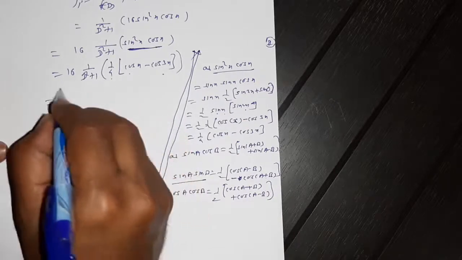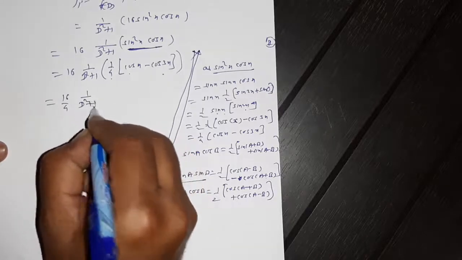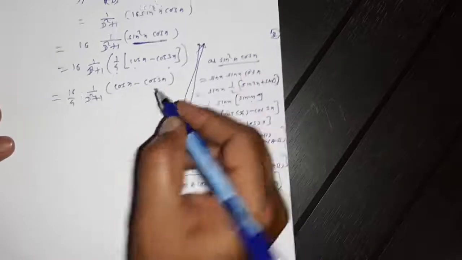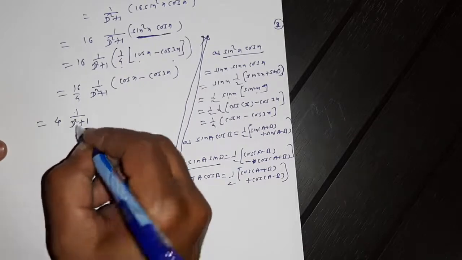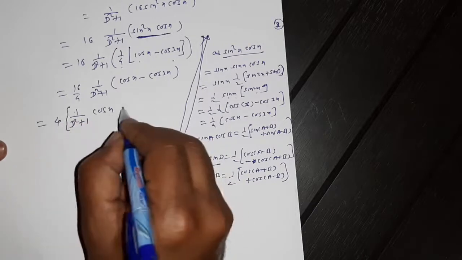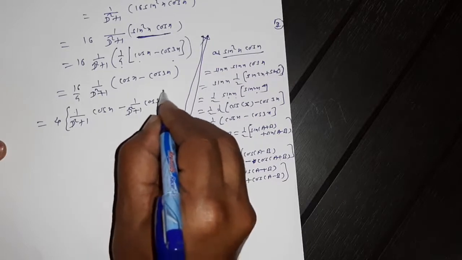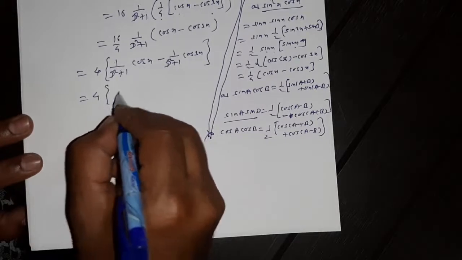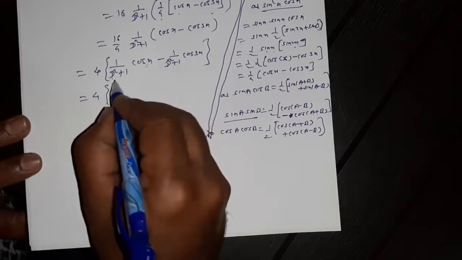So this 1 by 4, 1 by D square plus 1, cos x minus cos 3x, that is equal to 4, 1 by D square plus 1 cos x split into parts, minus 1 by D square plus 1 cos 3x. Okay, the next step: if you replace D square by minus 1, that is minus a square, a is 1, then we have answer 0.